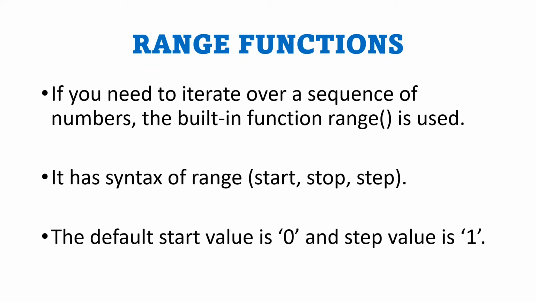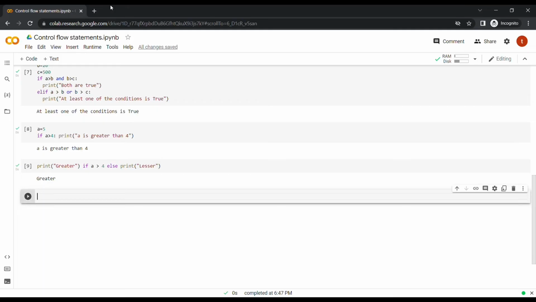If you need to iterate over a sequence of numbers, the built-in function range is used. It generates arithmetic progressions. It has syntax of range: start, stop, step. It is necessary to specify the stop value. The other arguments are optional. The loop will be executed for stop minus 1 times. Start is nothing but where we want to start our sequence, and stop is the end value. Step is the number of values to be incremented or decremented. It can be negative also. The default start value is 0 and step value is 1. Let's see some examples for the same.